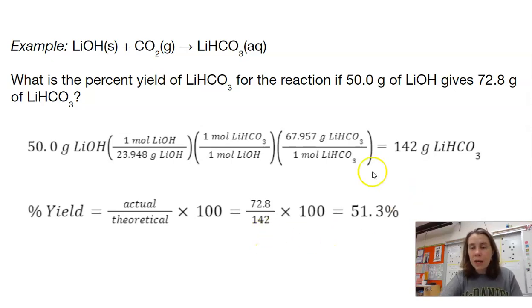All right, so that is how we do the calculation for percent yield. Actual, which always has to be given in your problem, divided by theoretical, which almost always I will have you calculate from the reactants, and then times 100.